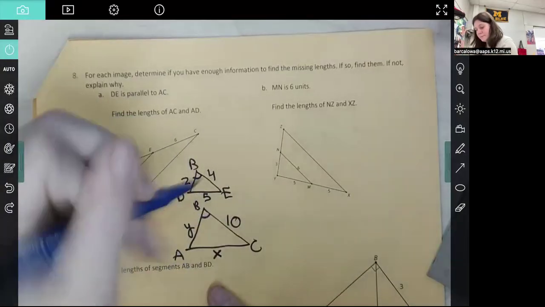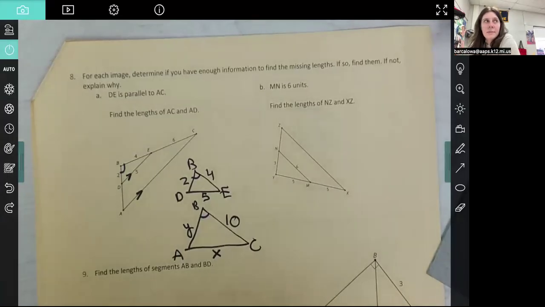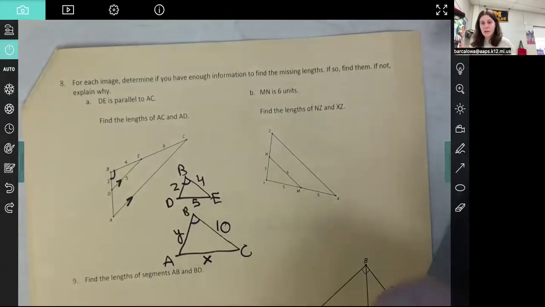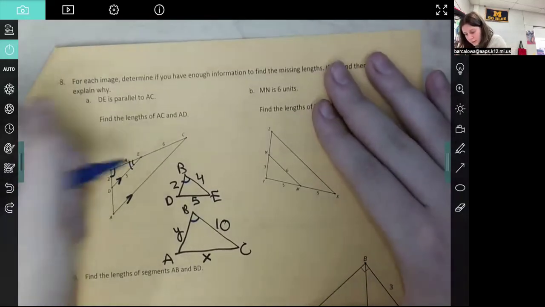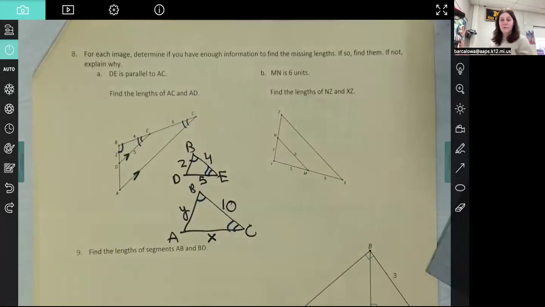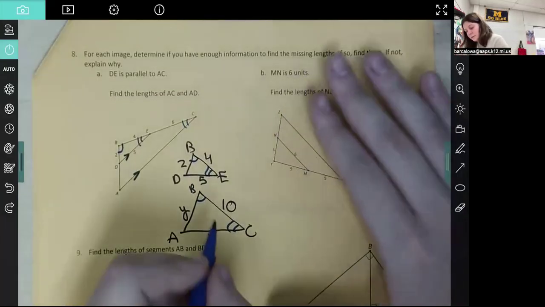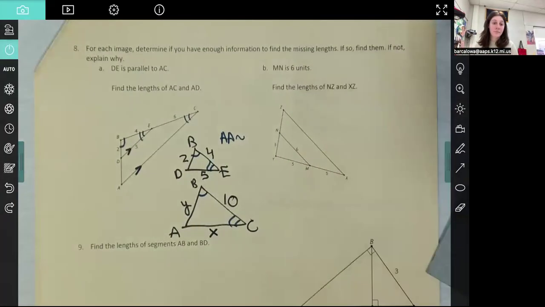Okay, there's one angle. Those parallel lines must be telling me something. Oh yeah, parallel lines give me congruent corresponding angles. So I know angle E and angle C have to be congruent. Two congruent angles is enough to show they are similar. So you could write yourself a little note: I got angle-angle similarity here. So I do have enough information to proceed.